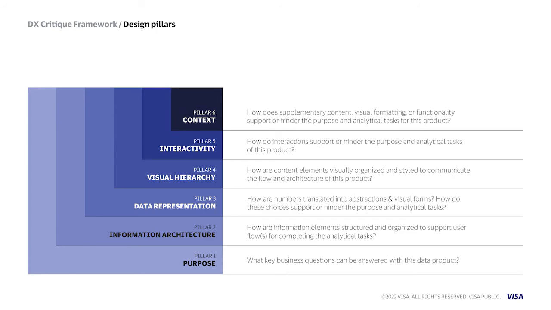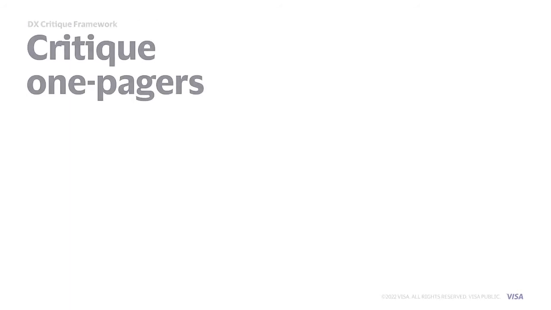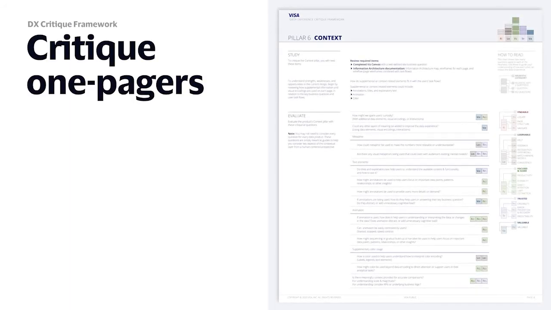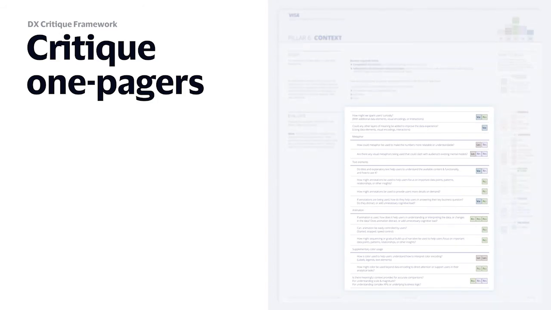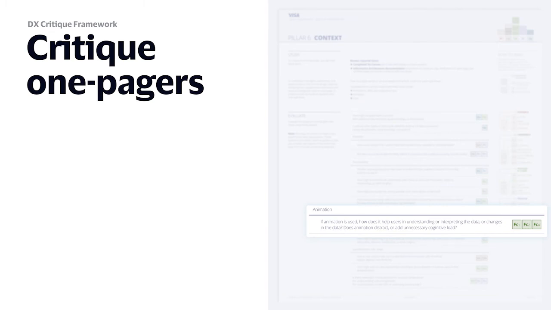Each data experience design pillar has its own critique one-pager. That's where you can find the critical questions for that pillar. Here, each question is categorized with all of the most applicable DX heuristics. So for example, this question that I mentioned earlier impacts productivity, but also the limit distraction and direct attention heuristics.